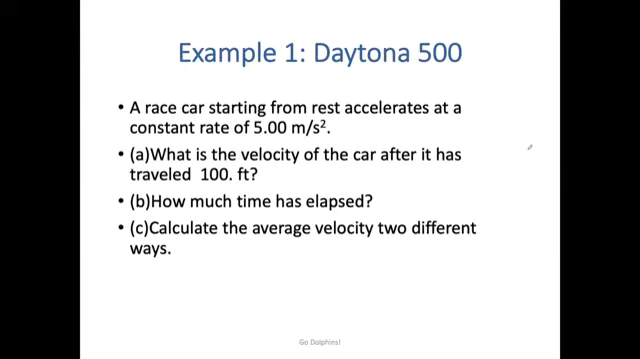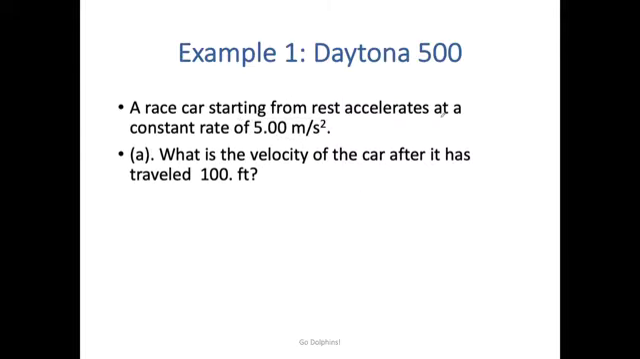So let's see the first example, Daytona 500. We have a race car starting from rest, which gives us the initial velocity 0 meter per second, right? It accelerates at a constant rate, 5 meter per second squared. So it's constant acceleration motion, and we need to use one of those three equations to solve the problem. And it asks us three quantities. So let's solve them one by one.